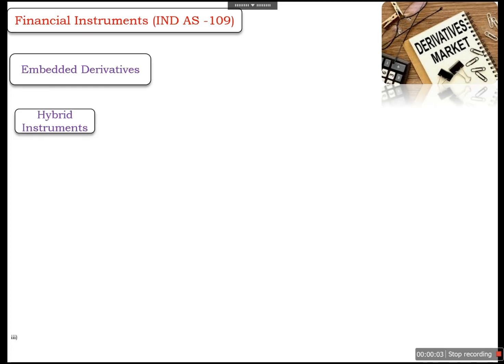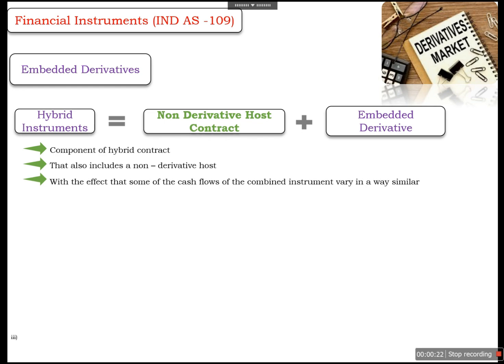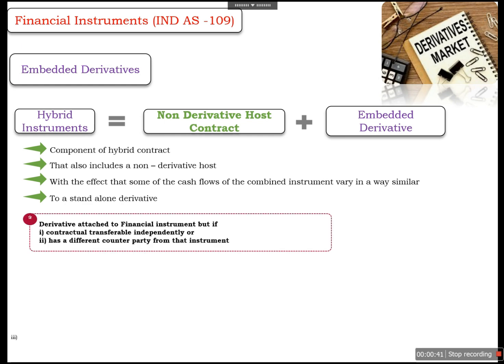An embedded derivative is a component of a combined instrument that we call a hybrid instrument, which has a non-derivative host contract and a derivative embedded in the host contract. It is a component of a hybrid contract that also includes a non-derivative host, with the effect that some of the cash flows of the combined instrument vary in a similar way to a standalone derivative. But if a derivative attached to a financial instrument is contractually transferable independently or has a different counterparty from that instrument, it has its own identity separately. So it will not be called an embedded derivative.